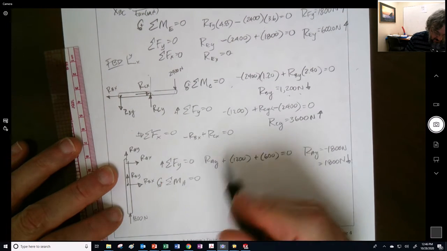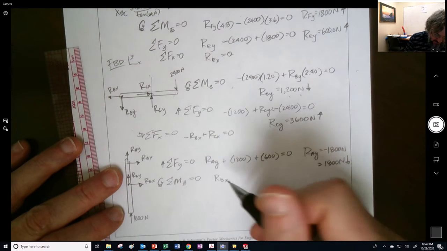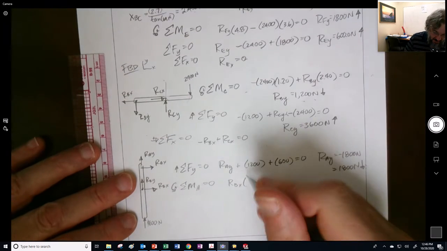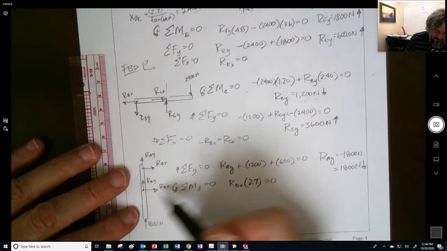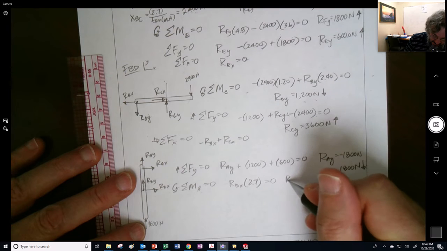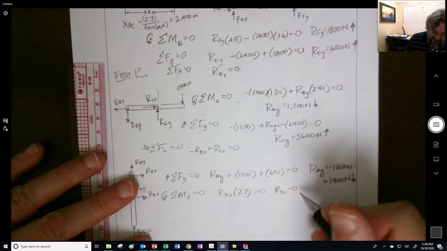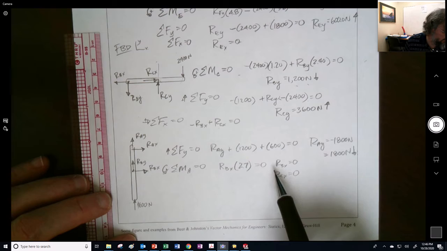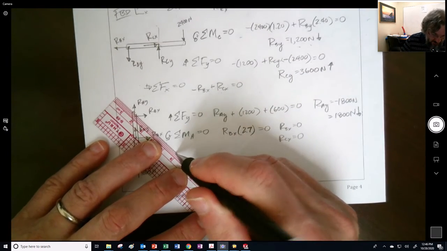And if you do that, you see that you have RBX times 2.7, right? That's the distance right there to A. And it equals 0 because there's no other moment on here. Therefore, RBX is equal to 0. And therefore, RCX is equal to 0. So we actually have all the forces now that are onto this thing. What we could do if we wanted to is to check, and I didn't leave myself enough room here, but we could check on this other member right here.